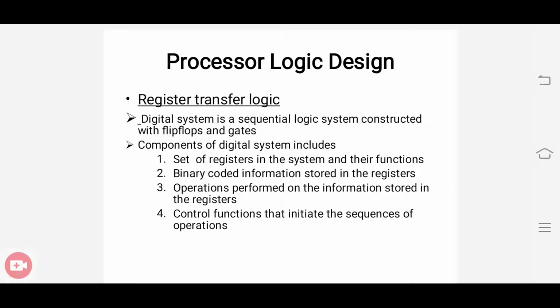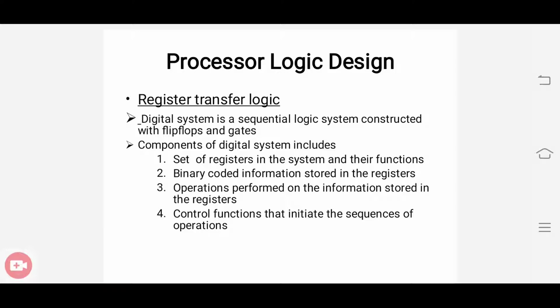And what are the components of a digital system? A digital system contains a set of registers, binary coded information that is stored in the registers, an operation performed on the information stored in the registers, and the fourth one, control function that initiate sequences of operations.